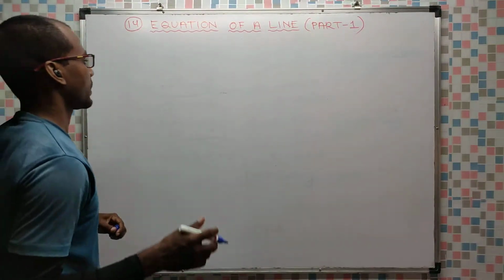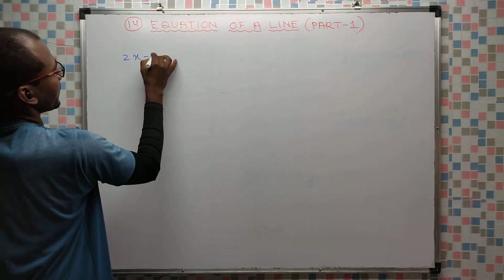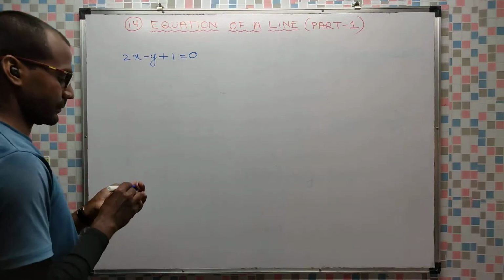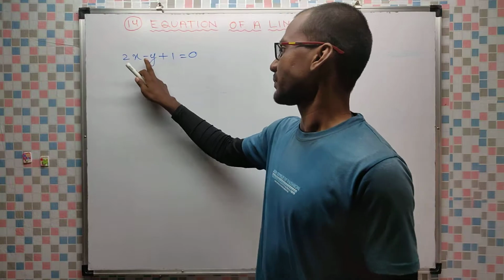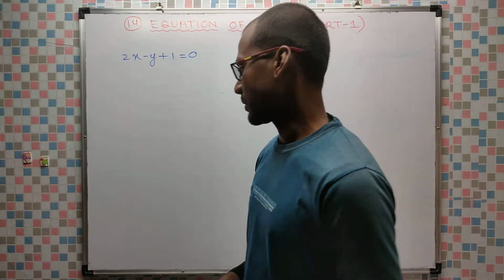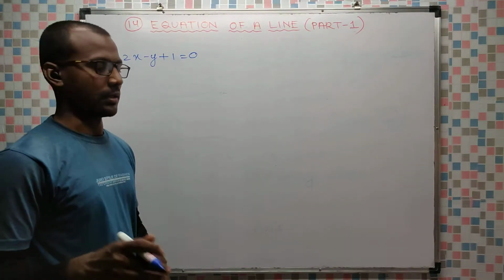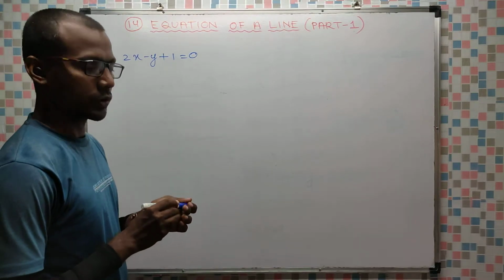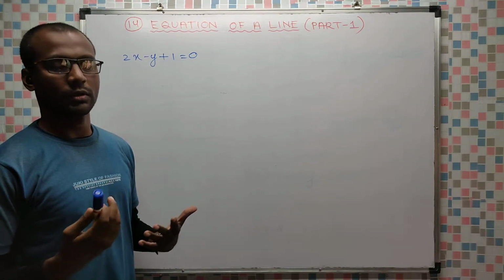I'll take a very simple example. Suppose 2x minus y plus 1 is equal to 0. So a is 2, b is minus 1, c is plus 1. Let us solve this equation and see how many values of x or how many solutions we are getting. Here there are two unknowns or two variables, x and y. So you can choose x or you can choose y.